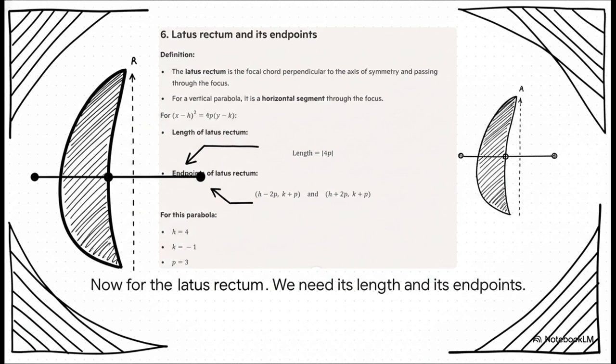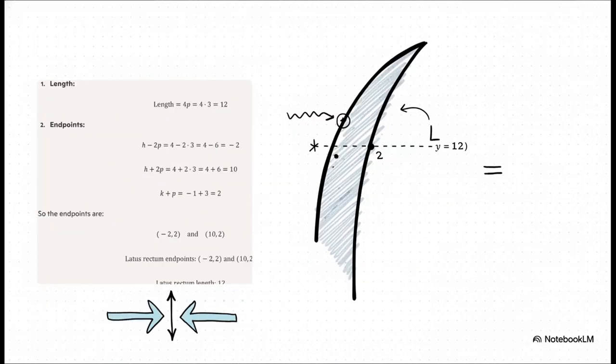Finally, the latus rectum. We need its length and its endpoints. Now, the formulas on screen look a bit more involved, but don't worry. They're built from the same three magic numbers, h, k, and p, that we've been using all along. Let's calculate it. The length is the absolute value of 4p. Since p is 3, 4 times 3 gives us a length of 12. For the endpoints, we just plug our values into those formulas. This gives us our 2 points, (-2, 2) and (10, 2). And check out that beautiful symmetry. Notice both endpoints have a y-coordinate of 2, meaning they line up perfectly with the focus.